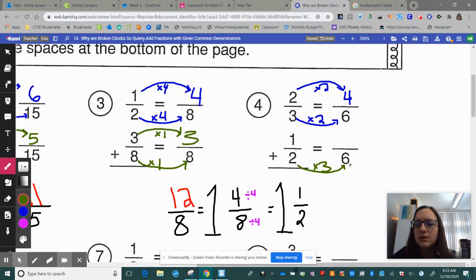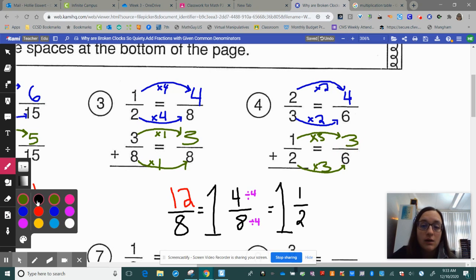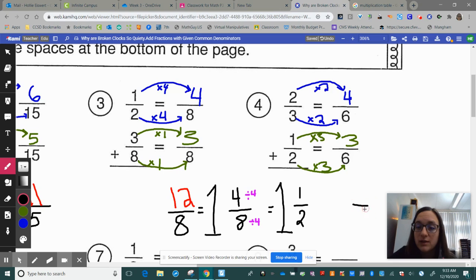Now don't add, don't subtract. We're multiplying or dividing here to keep it consistent. So 2 times 3 is 6. And whatever we do to one side, we do to the other. So 1 times 3 is 3. All right, our denominators are both 6s, so we still have 6. And we need to add our numerators. 4 plus 3 is a nice, beautiful 7.